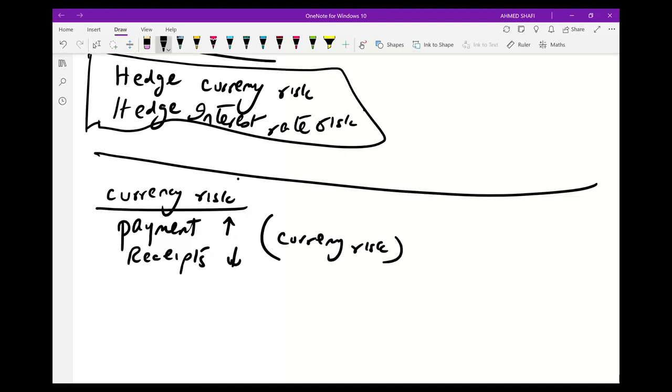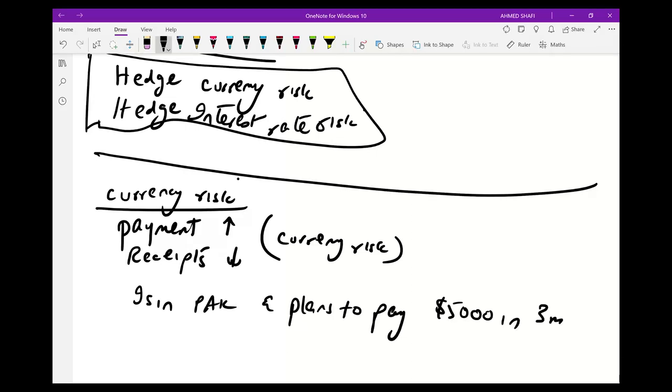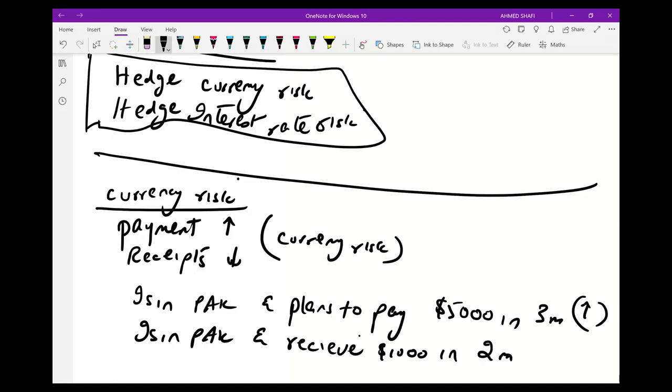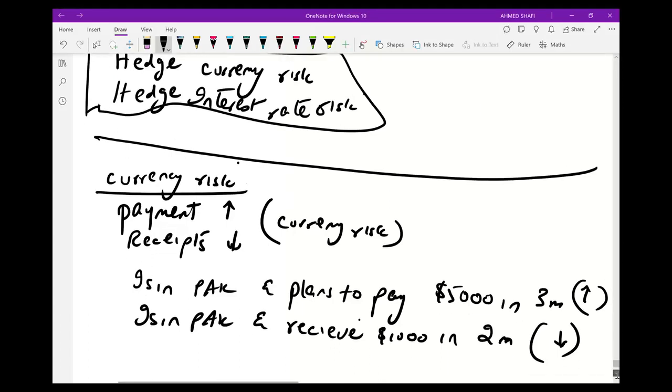Like, for example, a company is in Pakistan and plans to pay dollars in 3 months. There is always a risk that the dollar rate may go up. This is called currency risk. Or a company is in Pakistan and it receives 1,000 dollars in 2 months. There is always a risk that the rate may go down. This risk is called currency risk: when the company has to pay, the rates go up; when the company has to receive, the rates go down.